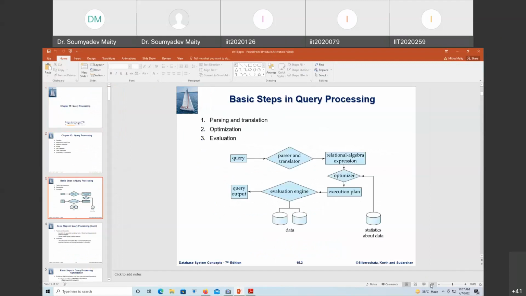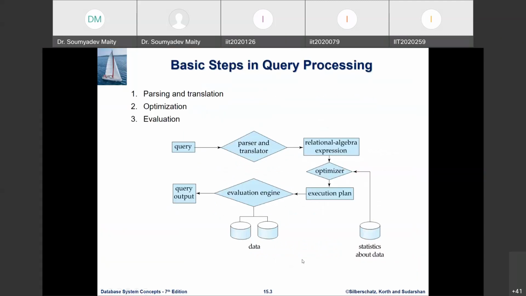So this is the basic flowchart. When you execute a query, for example, select salary from employee where age is greater than 30, some query like that, select from where. How is it executed by the database system?